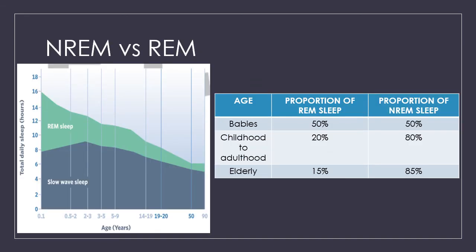The NREM versus REM in regards to proportion of sleep, when they're saying proportion, what they're talking about is percentage of sleep, and this is the same sort of one that I showed before. So babies should be getting 50% REM and 50% NREM. Childhood to adulthood is 20 to 80%, and then elderly 15 to 85. And I can't believe I have to say this, but it should equal 100. So 15 plus 85 equals 100. There shouldn't be an odd number here. I know I shouldn't have to say it, but I am, because it happens. Make sure it adds up.